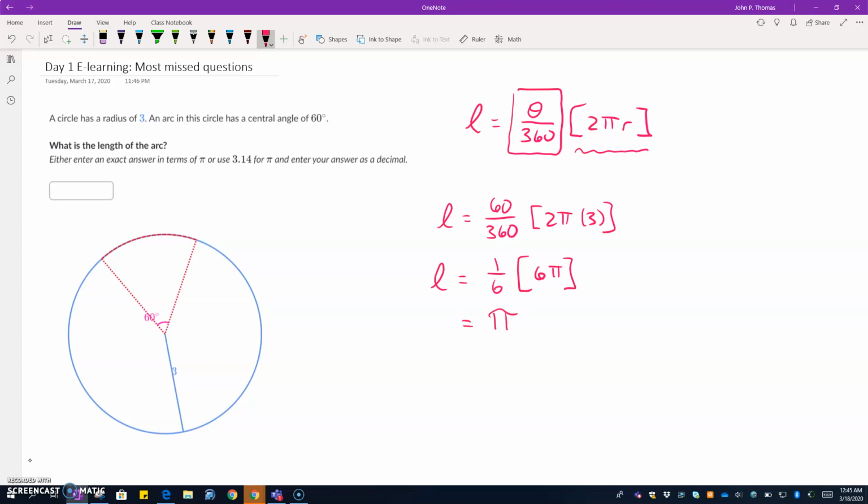Now the question says either enter an exact answer in terms of pi or use 3.14 for pi. So the two answers that would be acceptable on this one are pi and 3.14.